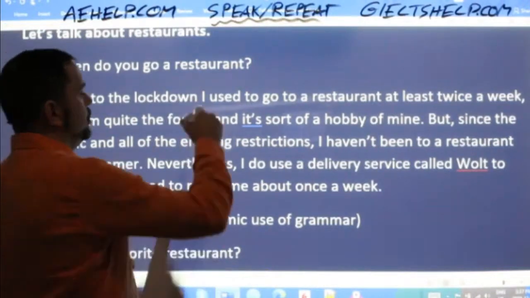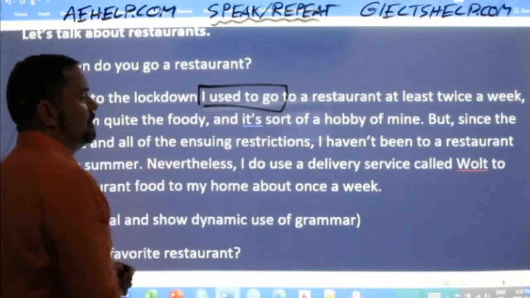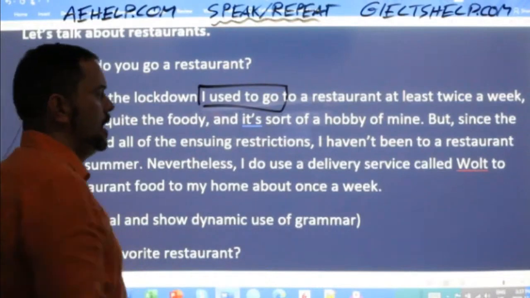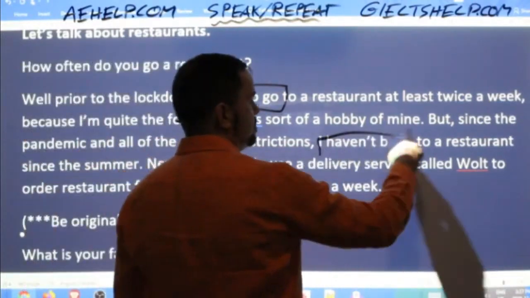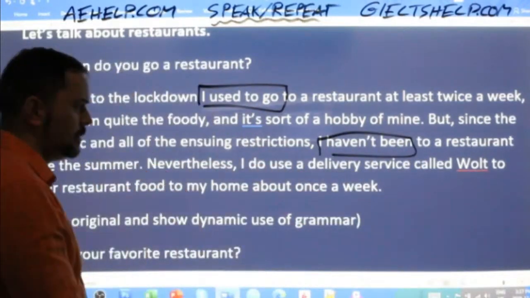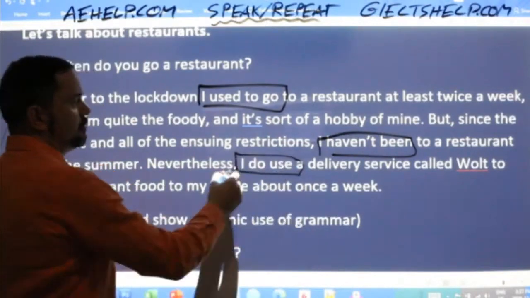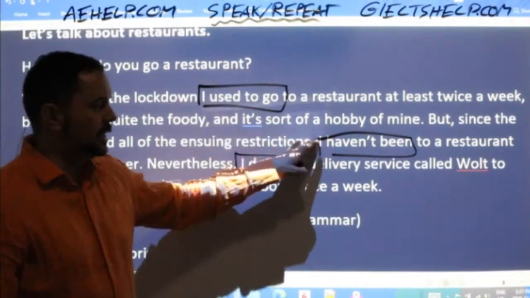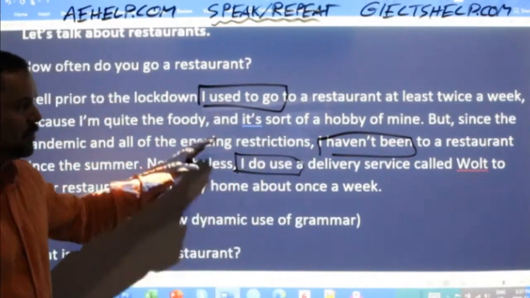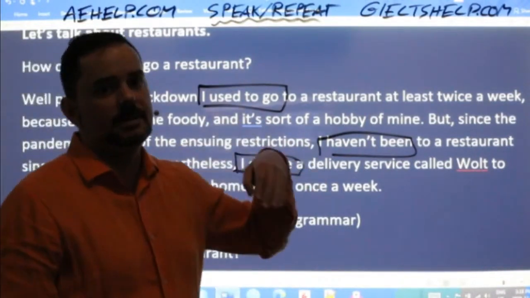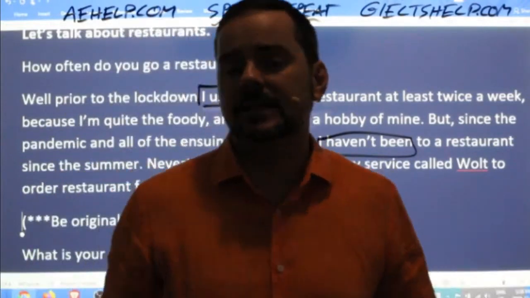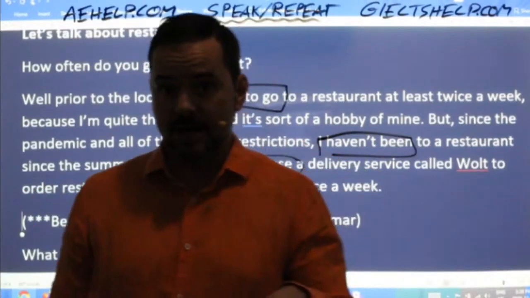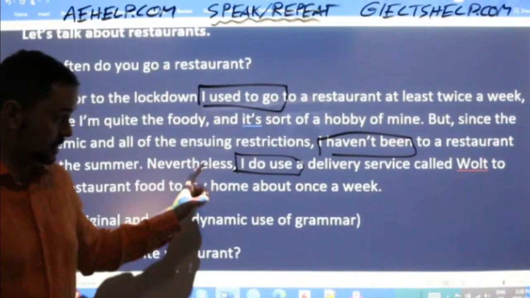So here, notice this habit in the past. I used to do something, okay? And then notice this use of present perfect, and then notice this use of present tense. Okay, so I'm easily shifting between different grammar forms to express my thoughts about the past leading into the present and future, and the present general, okay, for these.